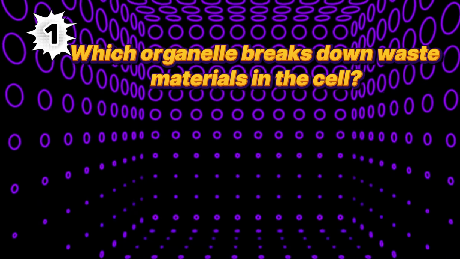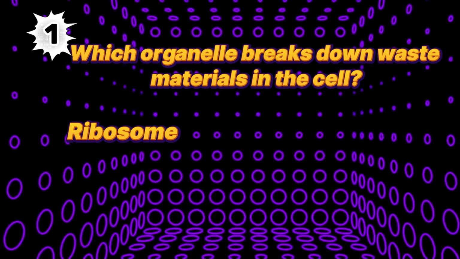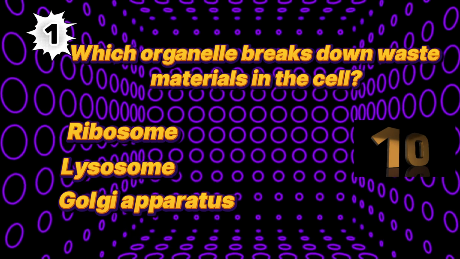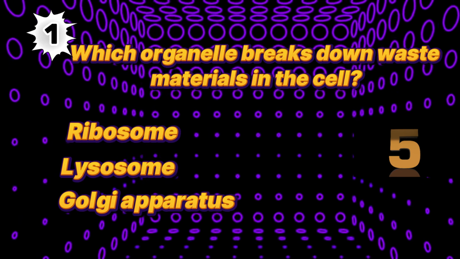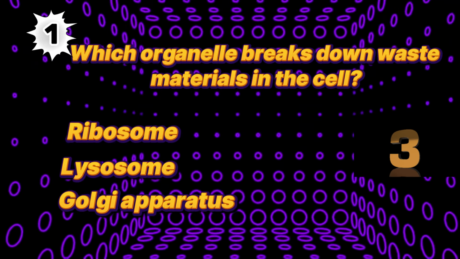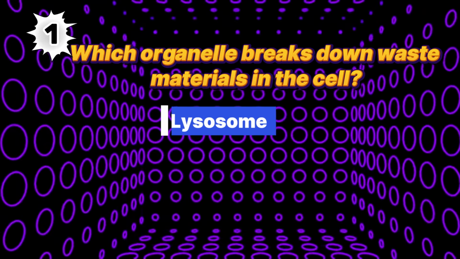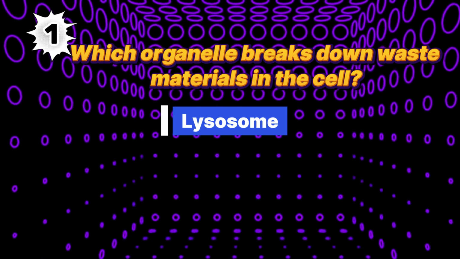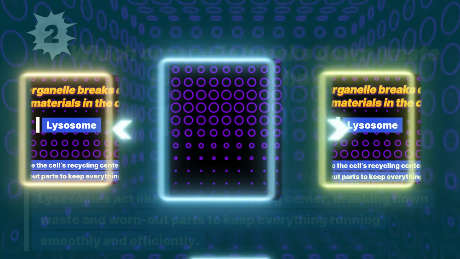Let's begin with biology. Which organelle breaks down waste materials in the cell? Could it be ribosome, lysosome, or Golgi apparatus? The right one here is lysosome. Lysosomes act like the cell's recycling center, breaking down waste and worn-out parts to keep everything running smoothly and efficiently.